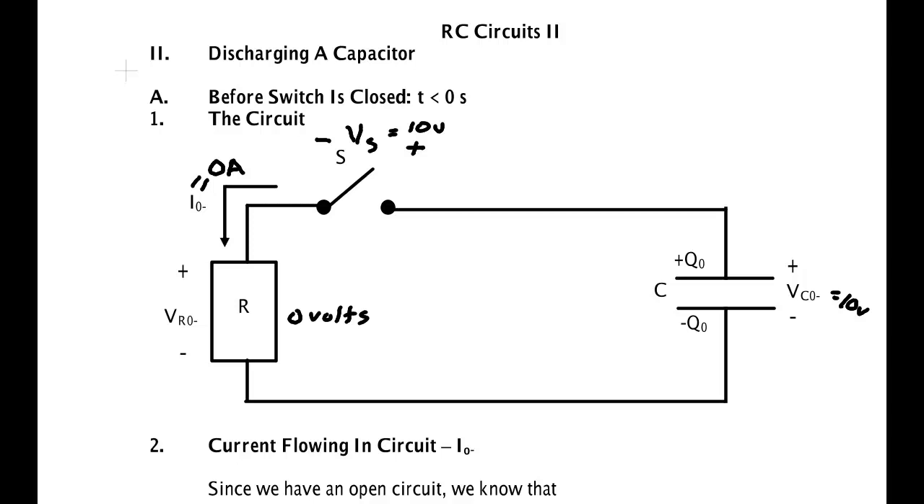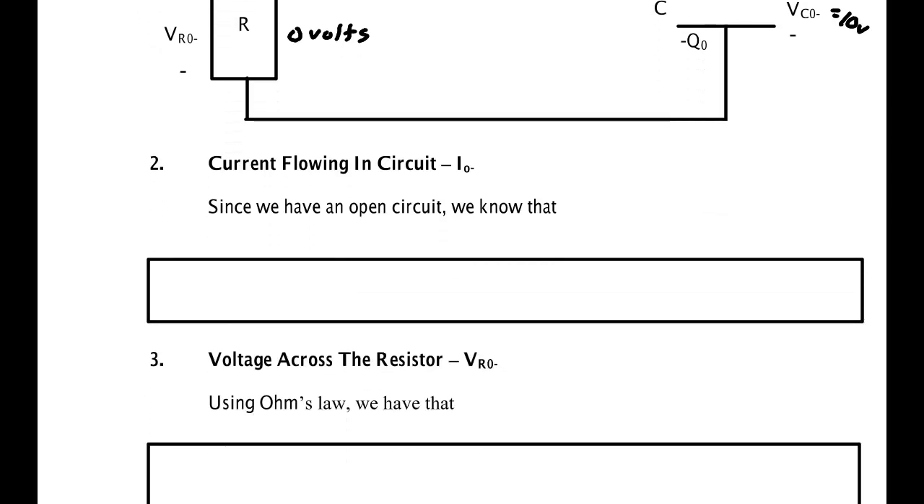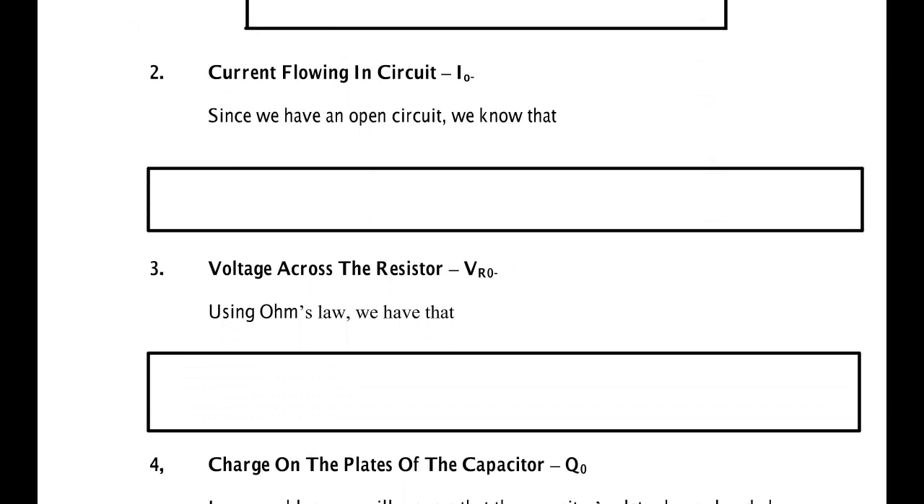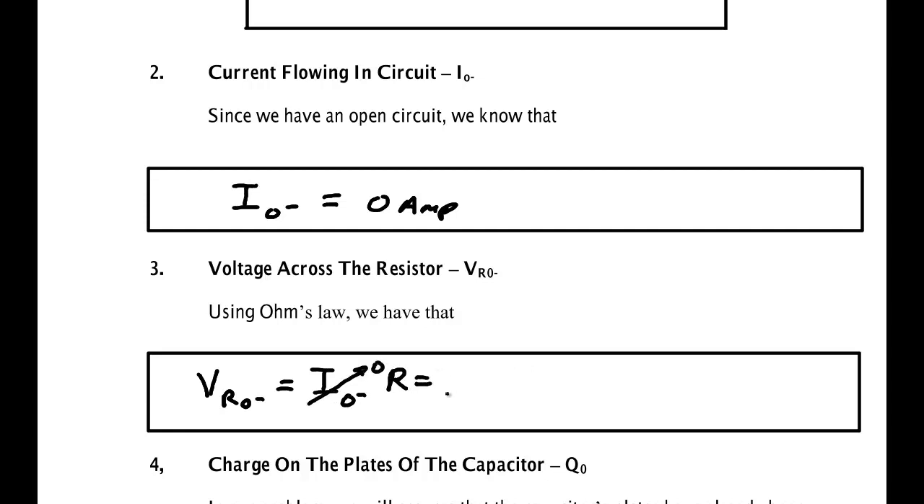Let me put those results into our notes. Current flowing through the circuit: open circuit, no current flows through it. Following our same symbols we used before, that means the current at time 0 minus, where the minus means just before the switch was closed, is 0 amps. Ohm's law says the voltage across the resistor is equal to the current through the resistor times its resistance, but there was no current through the resistor, so therefore there were 0 volts across the resistor.